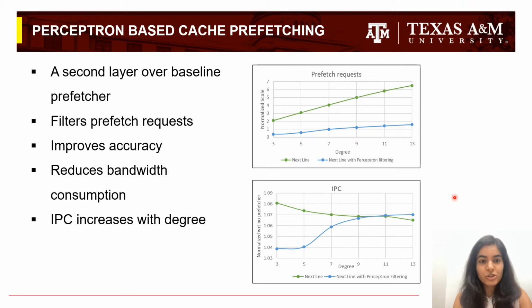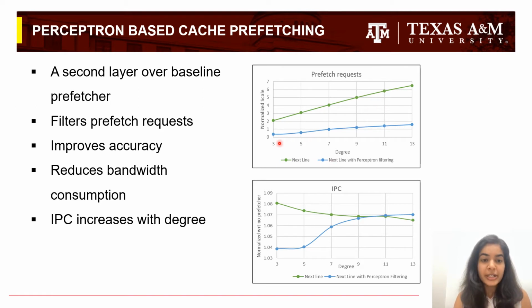So, our project is Perceptron based cache prefetching, in which we implement a second layer of filtering over an existing baseline prefetcher. This Perceptron layer filters out the useless prefetch requests that were made by the baseline prefetcher, and thus it decreases the total number of prefetch requests that were made. As we can see in this graph, where we have compared the prefetch requests made by the next line prefetcher as compared to the prefetch requests made by a next line prefetcher with Perceptron filtering.